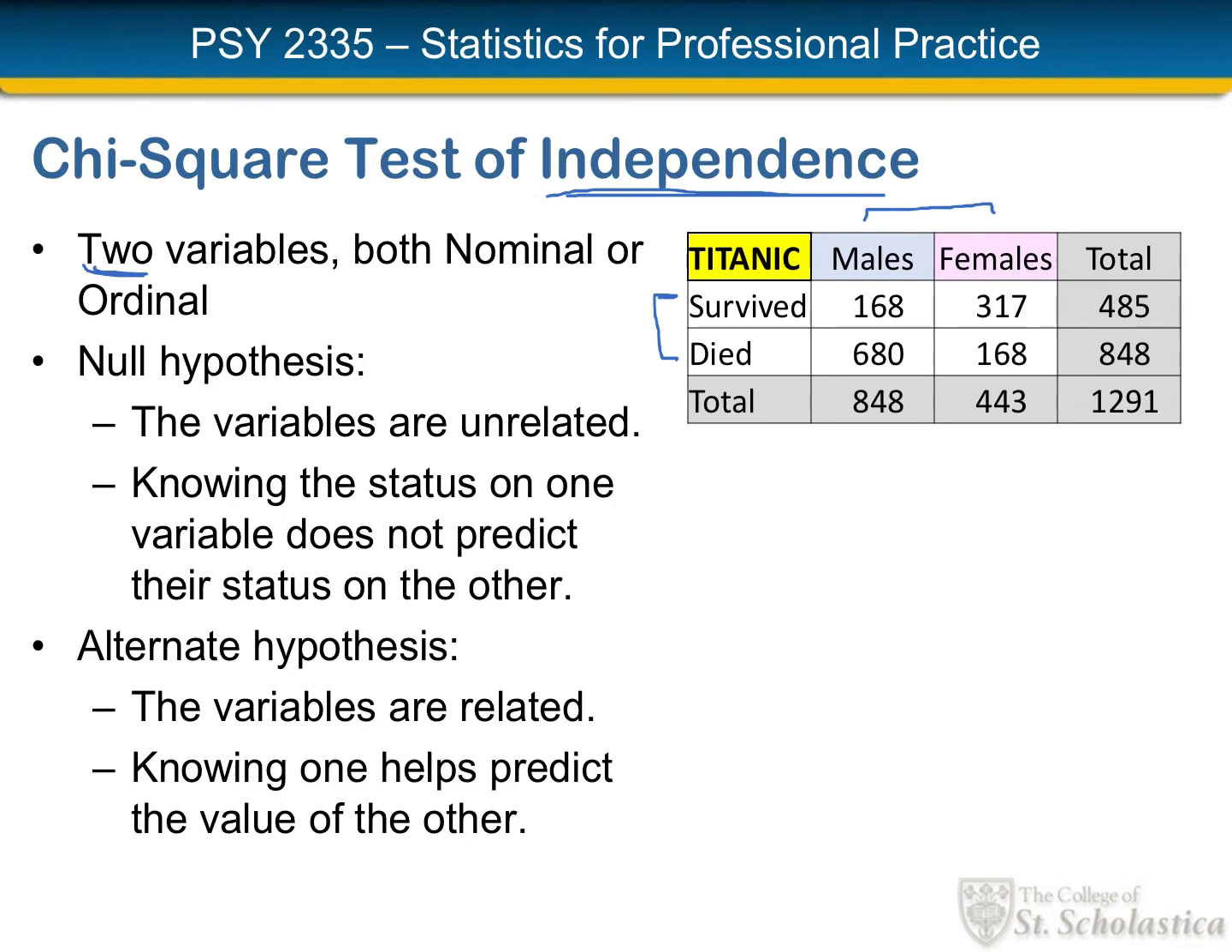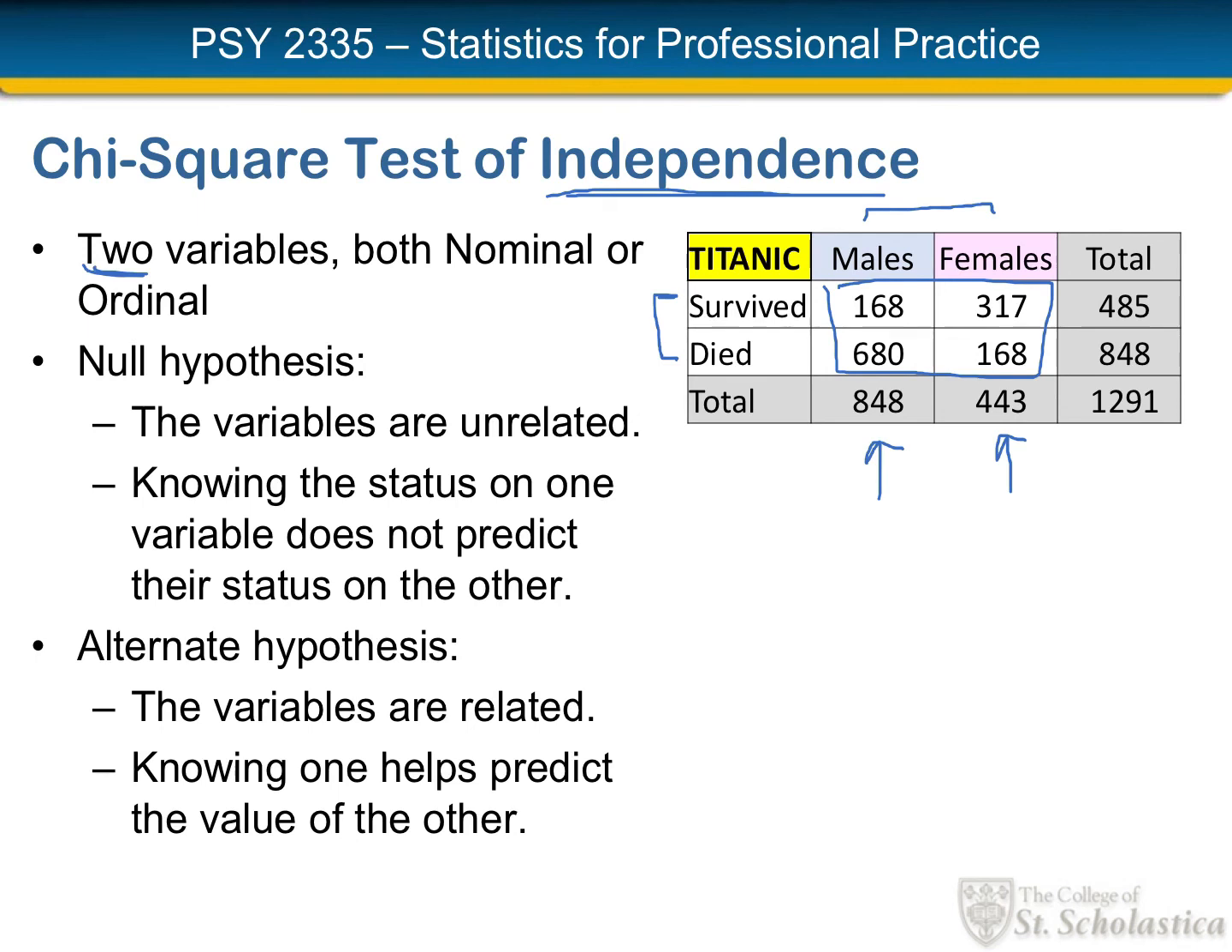The 4 cells that are active are these that are in the center. This is where the actual data are. I have to add up the survived and died for males to get my total count of all the number of men there were. And the same thing for the females. If I add the died and survived, I can find out how many total women were on the ship.